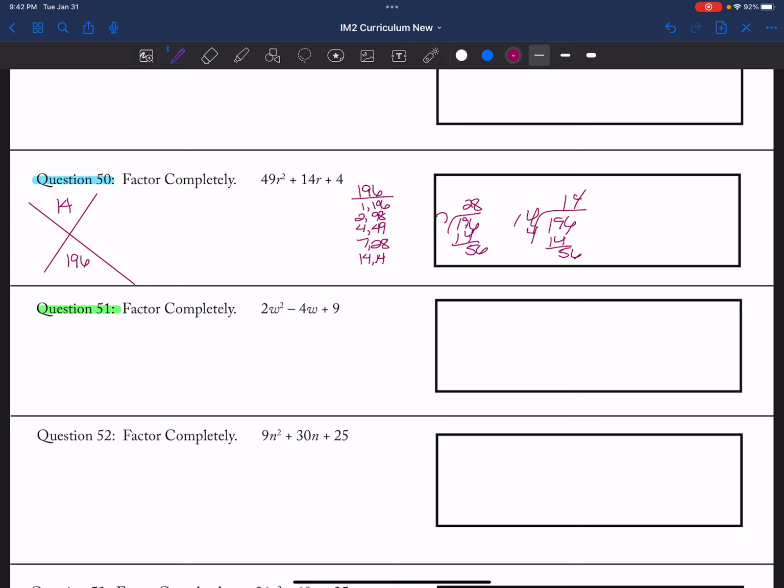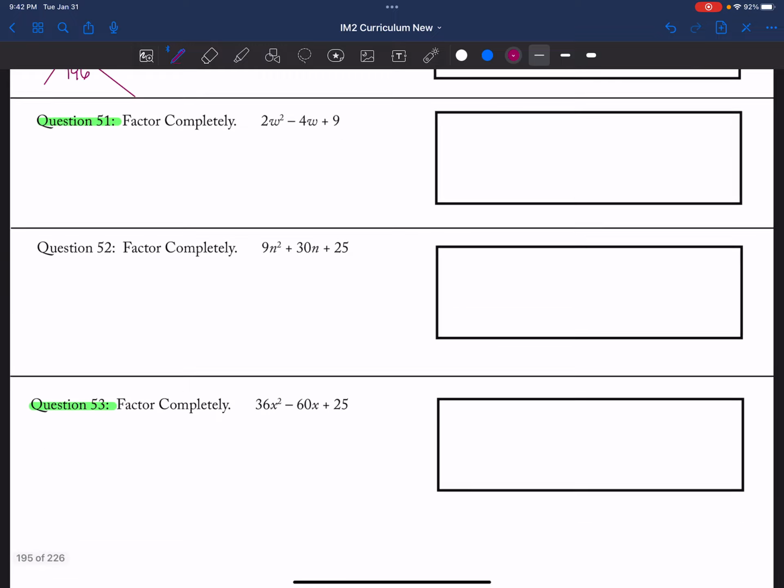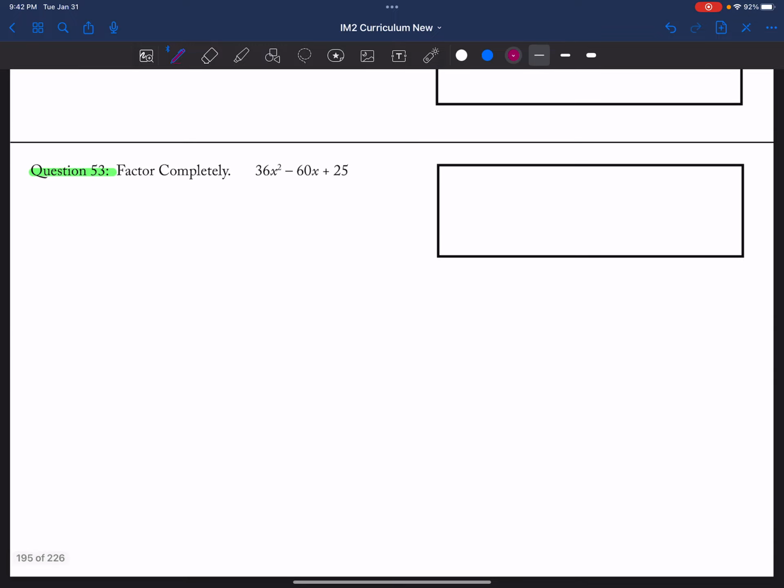I don't think that this factors because there's nothing that I can do. I wanted to double check, so sorry it took me so long, but I wanted to make sure that I did this right. This is prime. Okay, and that is it for every other even.